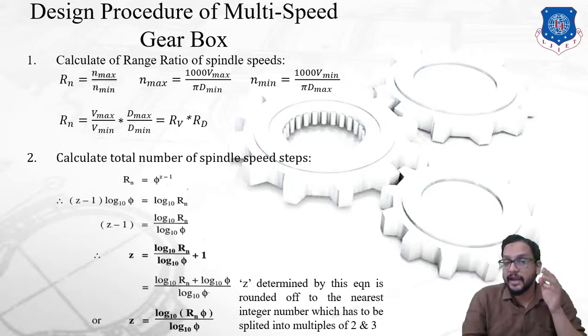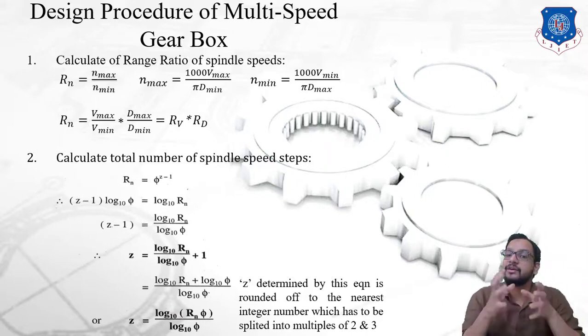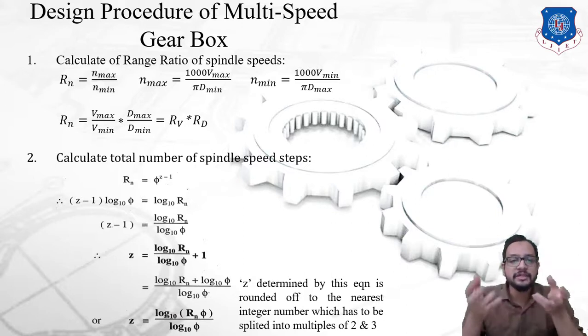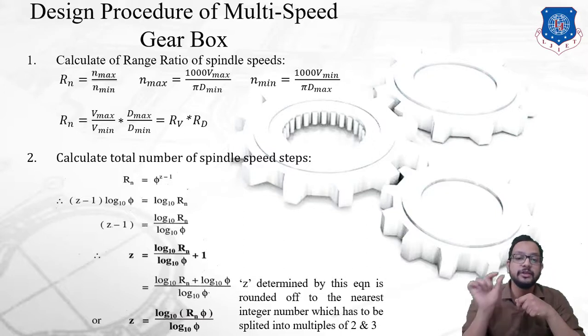Now next we need to calculate the total number of spindle speed steps. So what is a spindle speed step? It is basically the number of speeds available in a gearbox. We usually say a 6-speed gearbox, 8-speed gearbox. So this 8 indicates the speed steps available, and that is denoted by Z. Remember, denoted by Z. Now what is the relation for that?